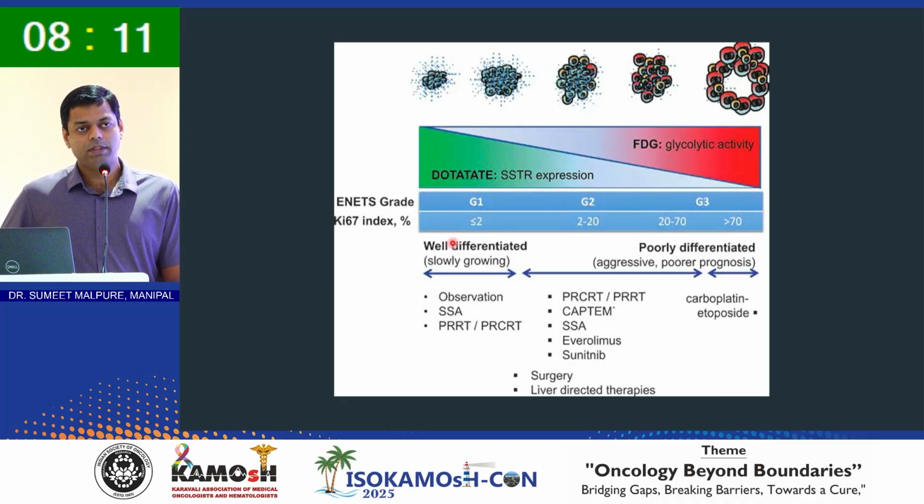So in well-differentiated tumors, as you know, observation and somatostatin analogs, that is octreotide, is the first line of management. If the patient is progressing on somatostatin analogs, then PRRT is given. Whereas in grade 2 tumors, you can choose PRRT or PRCRT, that is PRRT plus chemotherapy, as the first line.